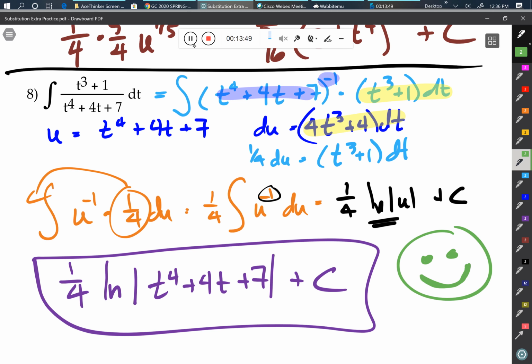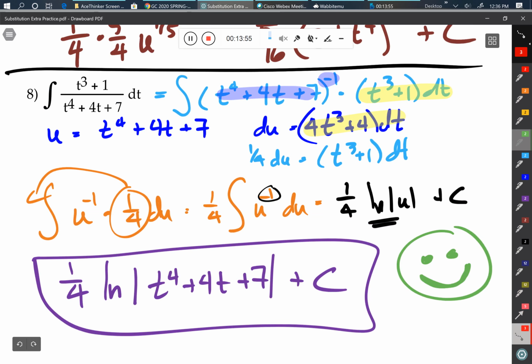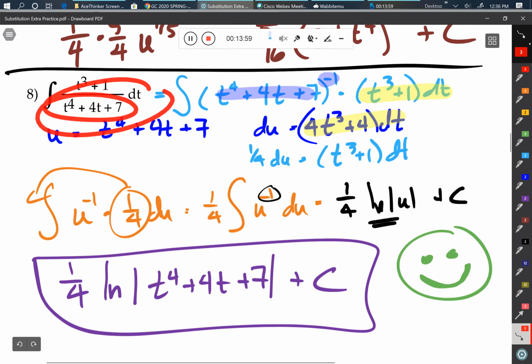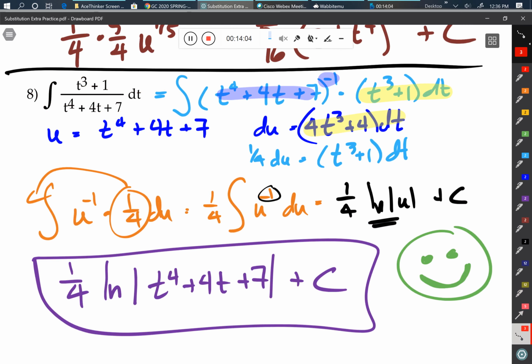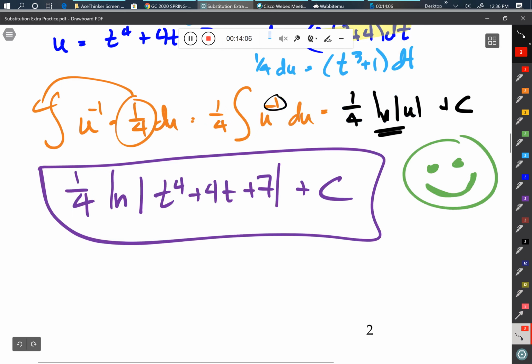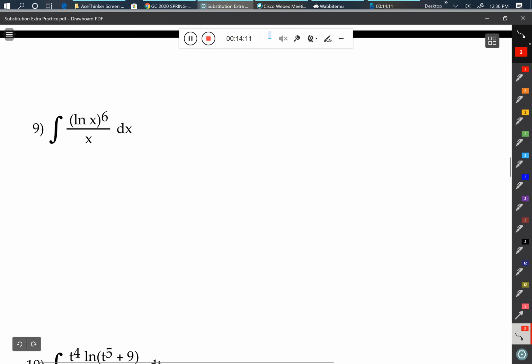Okay? Lacking an exponent downstairs. There is no exponent on this quantity down here. And because there's no exponent on that quantity right there, natural log. Okay? Another pattern to look for. Okay? All right, here we go.